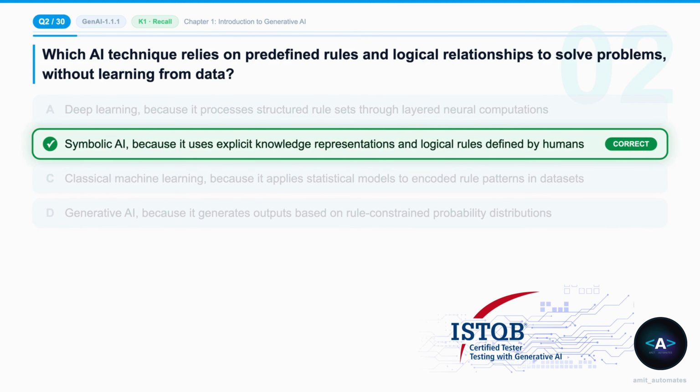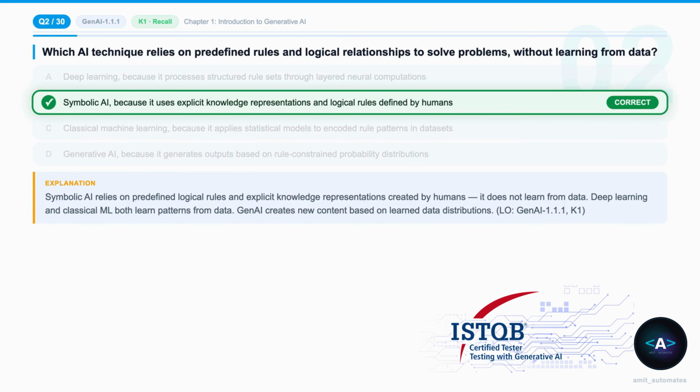The correct answer is option B. Symbolic AI, because it uses explicit knowledge representations and logical rules defined by humans. Explanation. Symbolic AI relies on predefined logical rules and explicit knowledge representations created by humans. It does not learn from data. Deep learning and classical ML both learn patterns from data. GenAI creates new content based on learned data distributions. LO GenAI 1.1.1 K1.